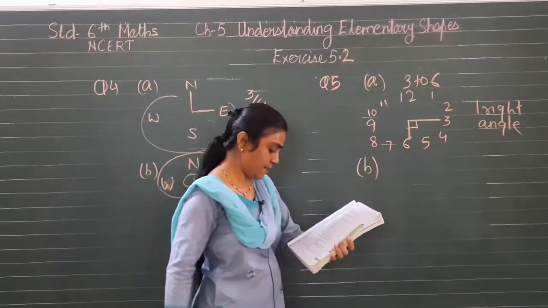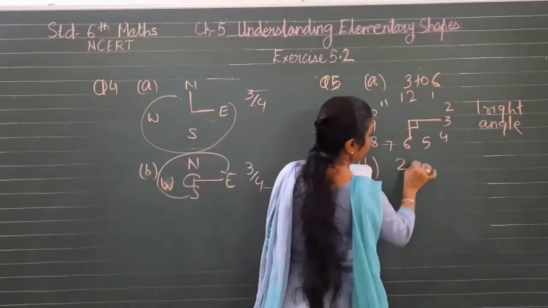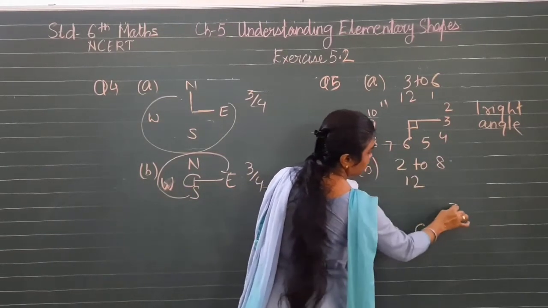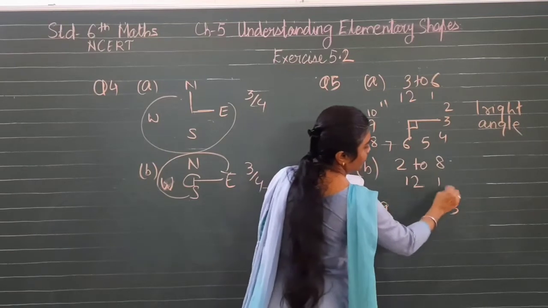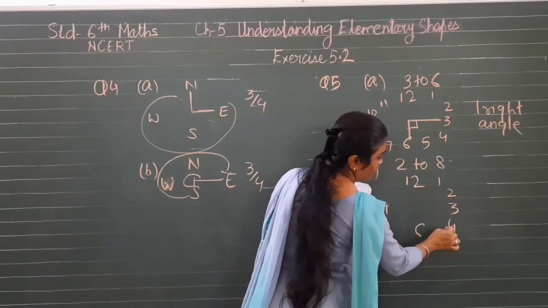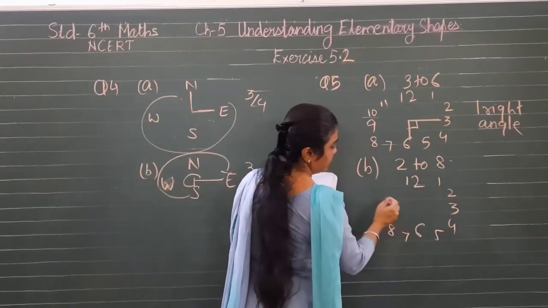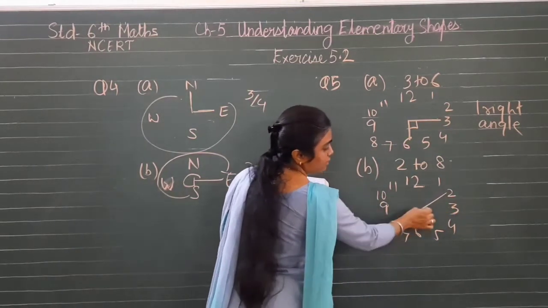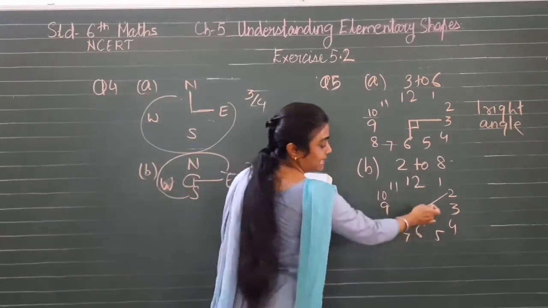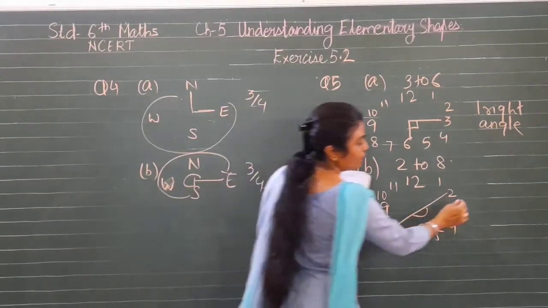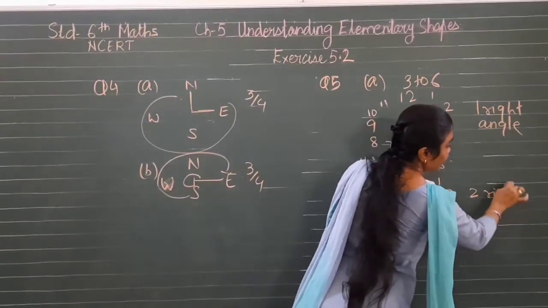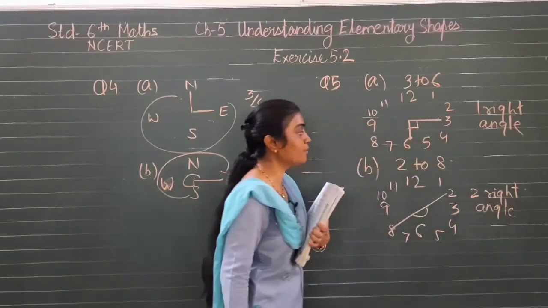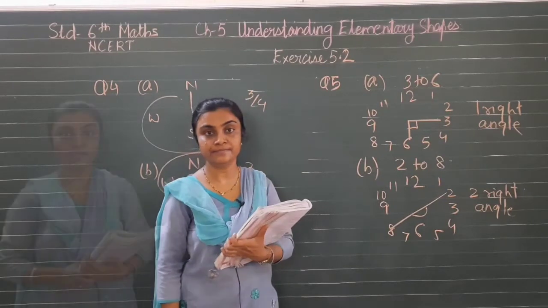Now let us see B, 2 to 8. 2 to 8, that is your straight angle. So 90 plus 90, 180. So you will get 2 right angles when it goes from 2 to 8.